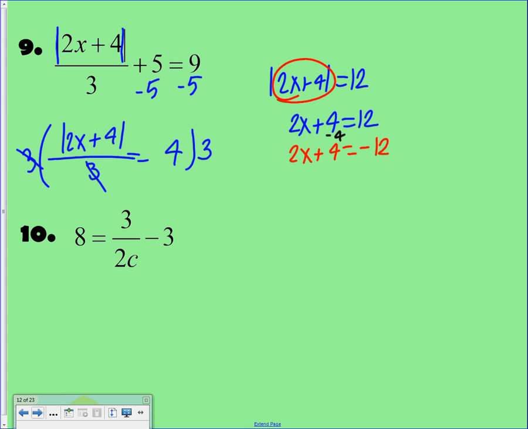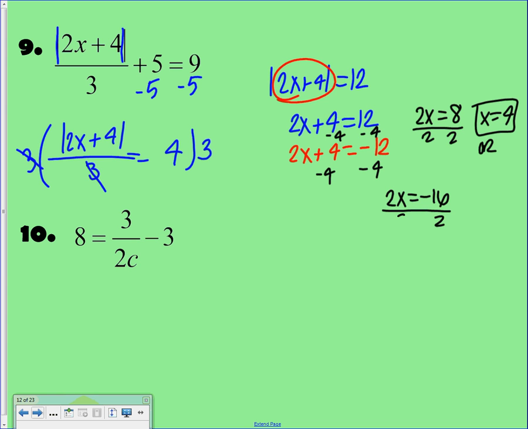Okay, so I'm going to subtract 4 here. So I'm going to have 2x equals 8. Divide by 2. So I'm going to have x equals 4. Or same steps here, subtract 4. Just watch your signs. So now I've got 2x equals a negative 16. Divide each side by 2. x equals a negative 8. Okay, so you've got 2 answers for absolute value ones.